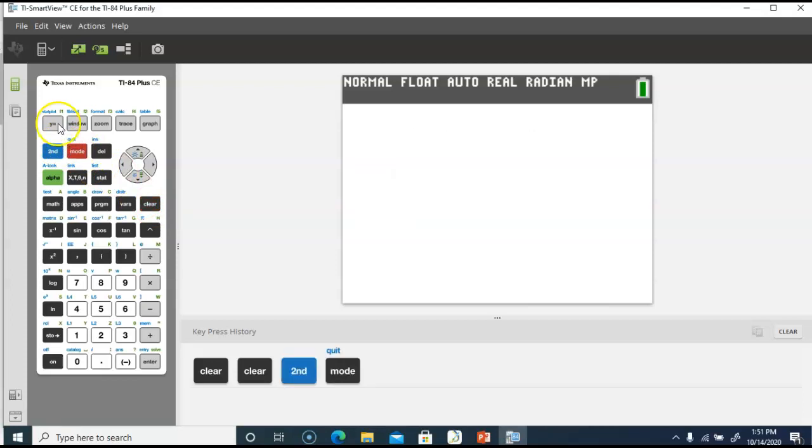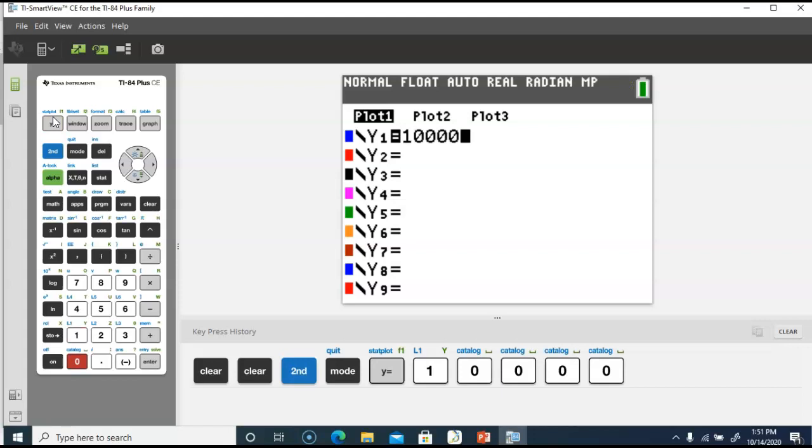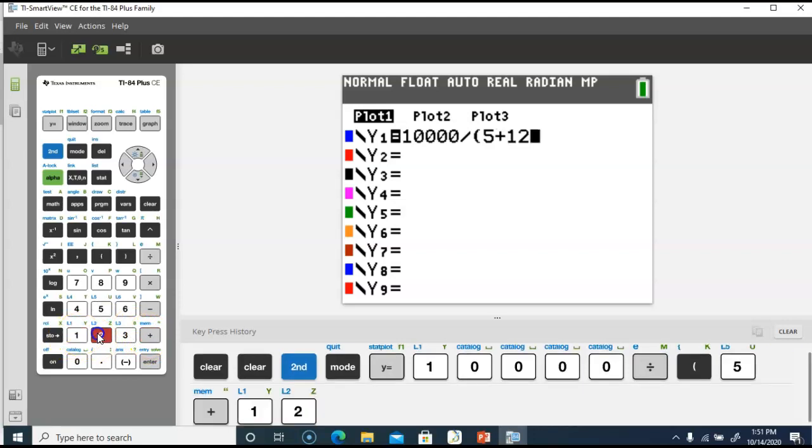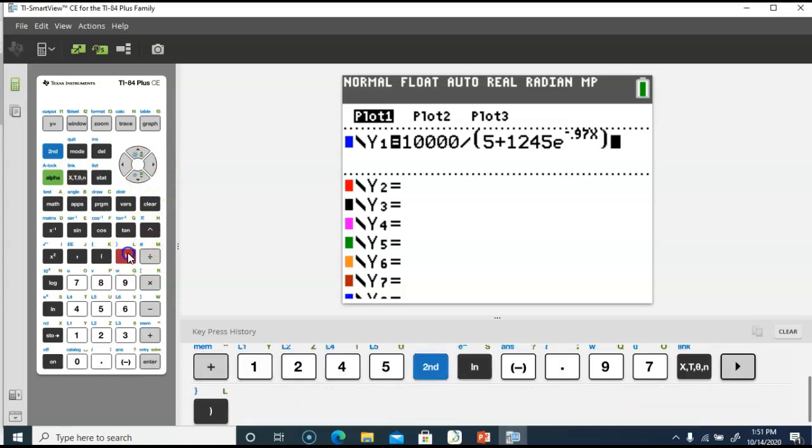So over on the calculator, the first thing we want to do is to enter our equation. So I'm going to enter the 10,000 and divide that by, and I'm going to group the denominator with a parenthesis. So I'm going to have 5 plus 1245. And then I'm going to get my E by doing second and ln. So E raised to the negative 0.97. And then we're going to use an X for our variable. Okay, so from here we're going to graph this.